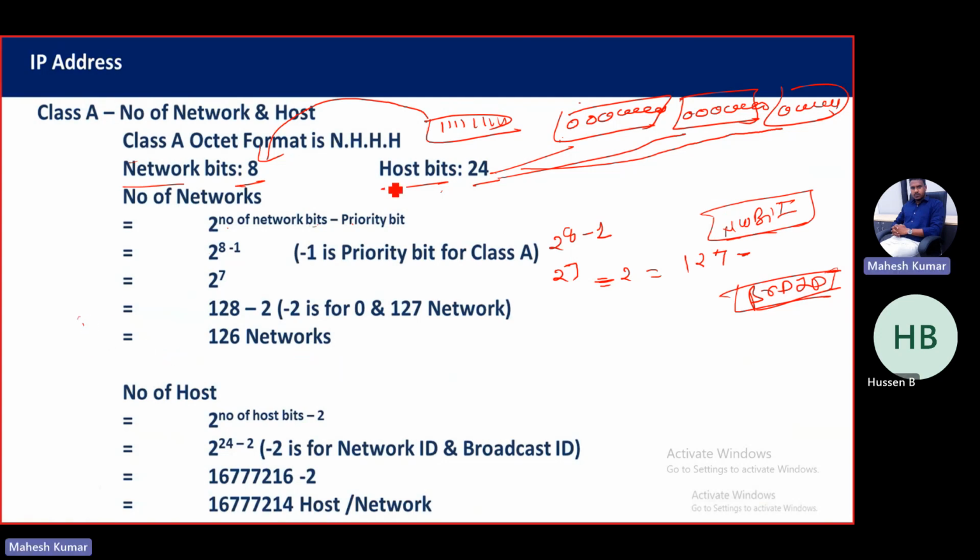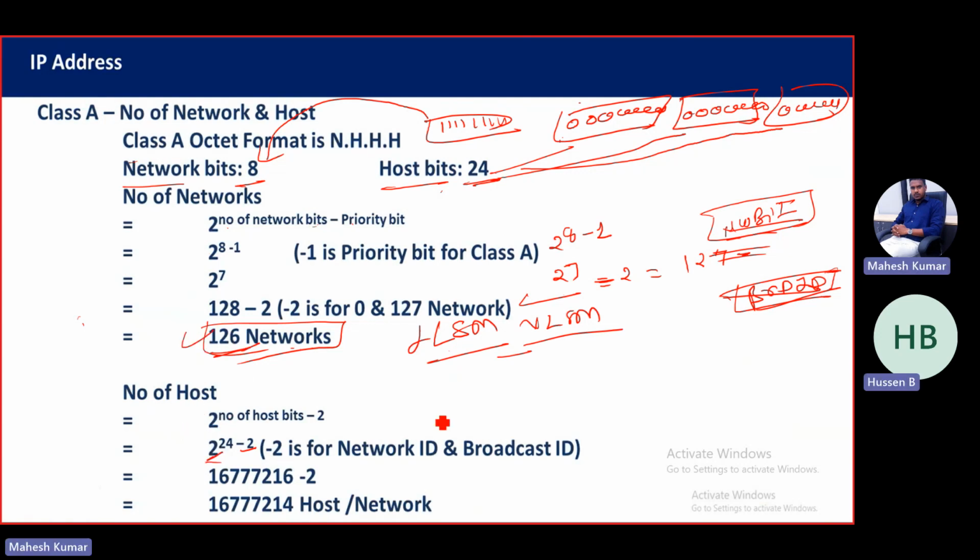Number of hosts: how many hosts are you going to connect? The host bits are 24, so 2 to the power 24 minus 2. The 126 is about the network; we have 126 networks by using class A. You can understand this better while doing subnetting, FLSM and VLSM in the upcoming class.